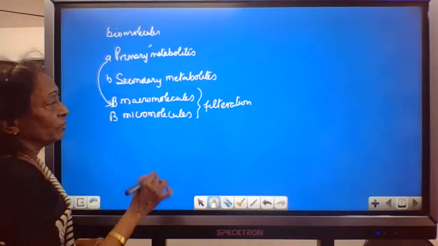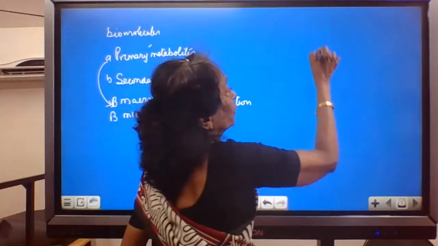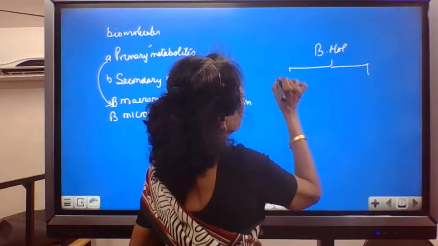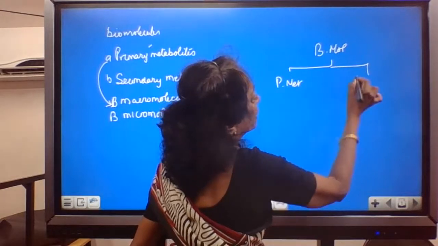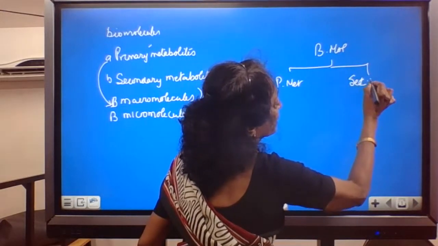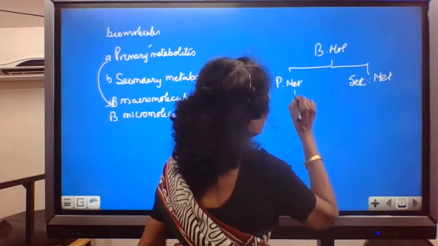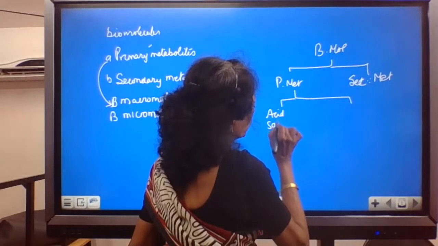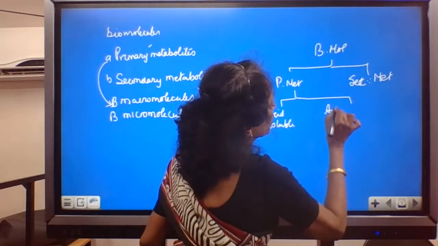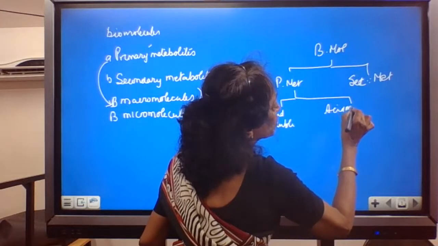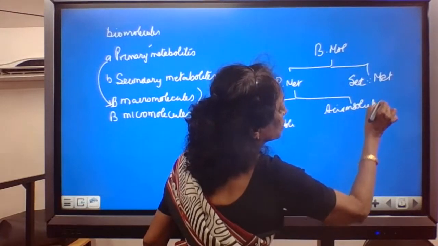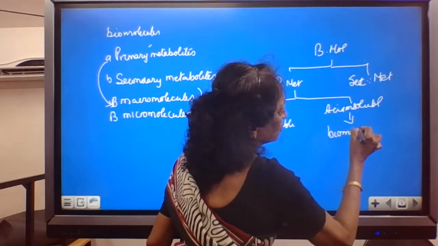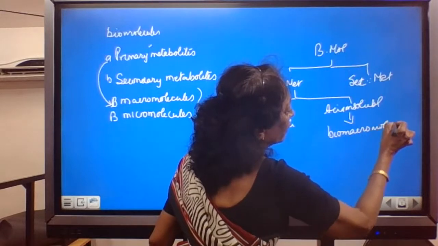We can have a flow chart this way. Biomolecules, primary metabolites, and secondary metabolites, and primary metabolites are divided into acid soluble and acid insoluble. So they consider these as the biomacromolecules. All right. Now what is the character?